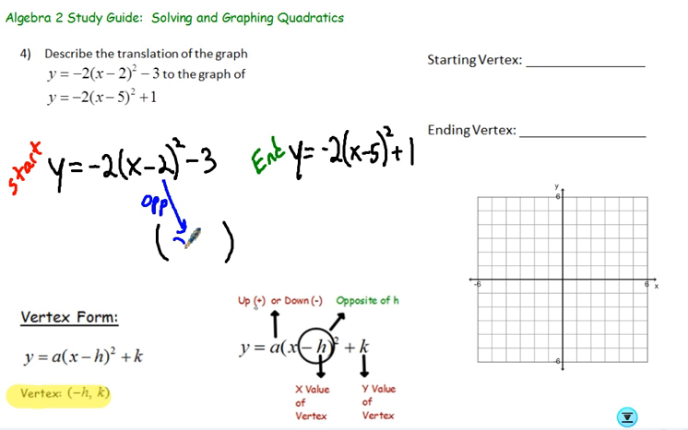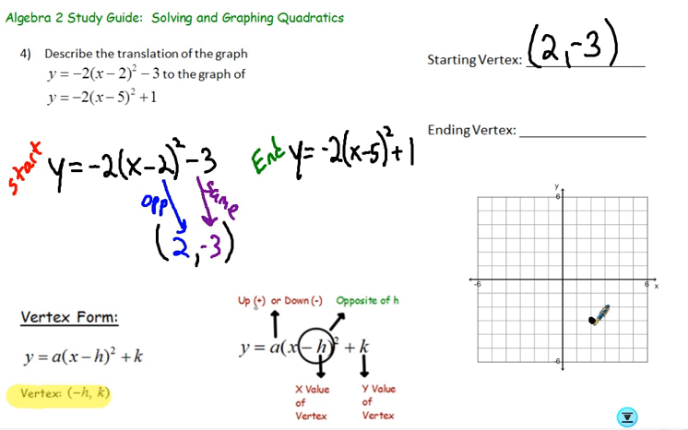So that actually would be a +2. Now this number stays the same, so the -3 stays the same. So my starting vertex here would be 2, -3. And so with a starting vertex of 2, -3, I'd go over to the graph, 1, 2, down 1, 2, 3. And there would be my first parabola.